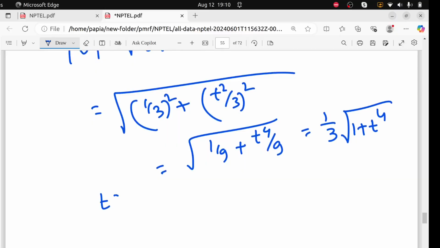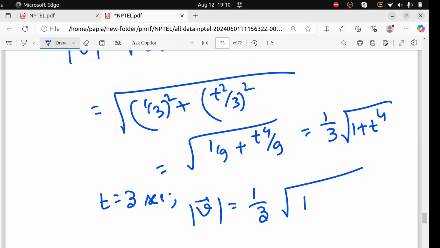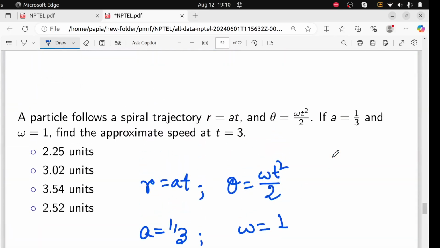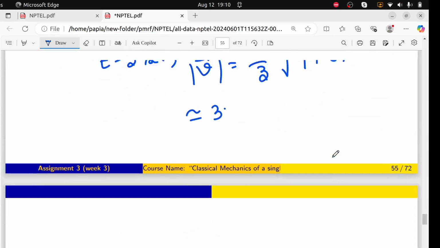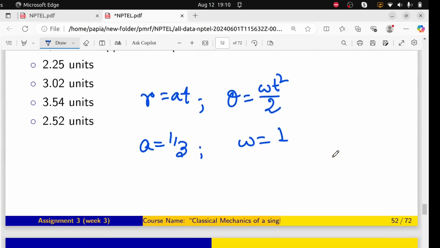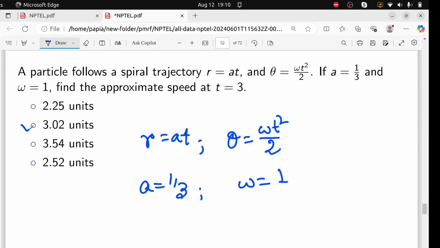And t is given as 3 seconds. So I can write our V as 1 by 3 root over 1 plus 81. If I calculate, it is like 3.018 or something. So I can write 3.02 approximately. So the final answer is 3.02.